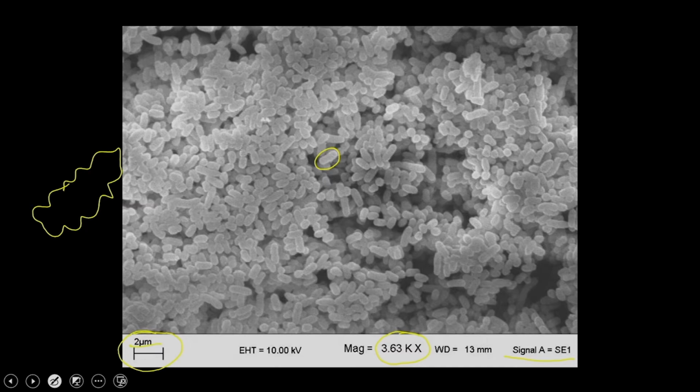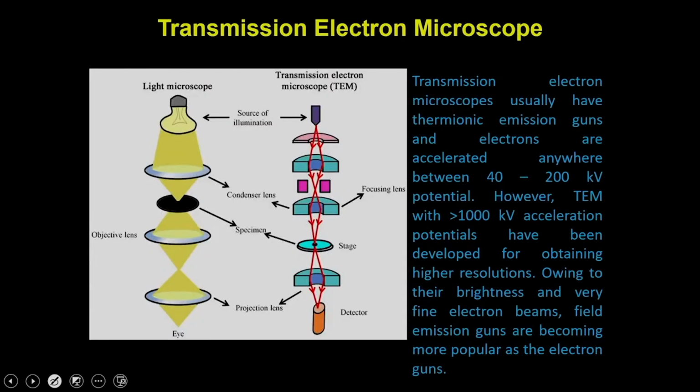Now, from here we will move on to the transmission electron microscope, and discuss how you can use the transmission electron microscope to answer some biological questions. The transmission electron microscope is very simple, as it is like a light microscope, except that you are using the electron beam as a source of illumination instead of light.